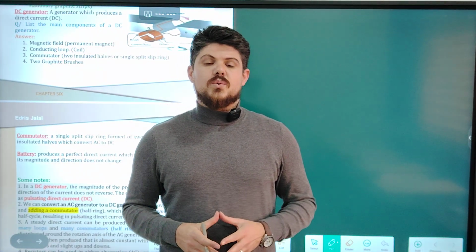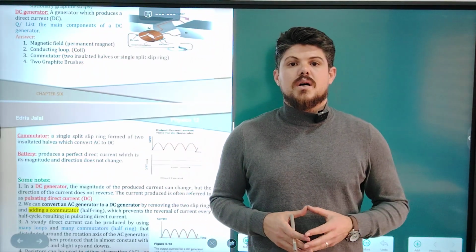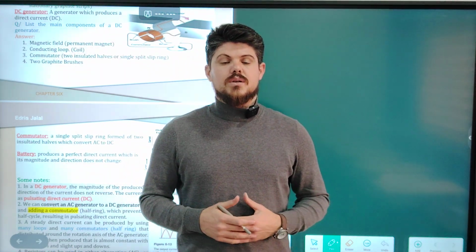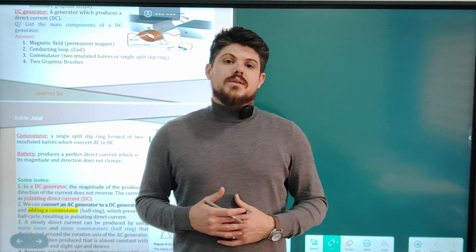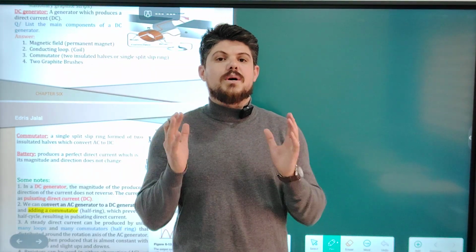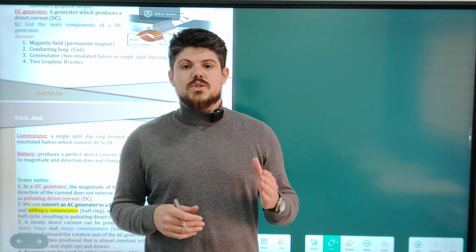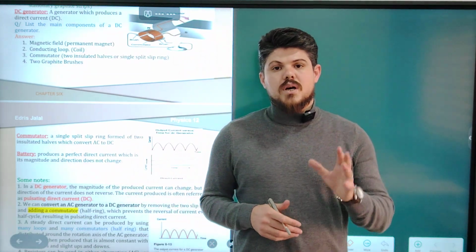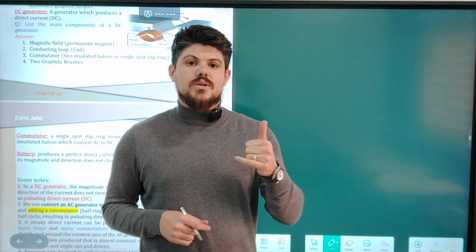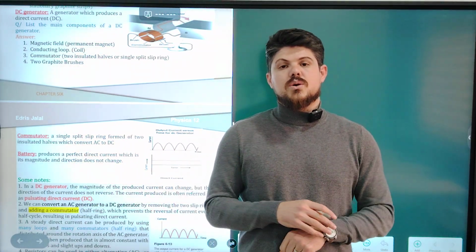In the previous lesson, we studied the types of the generator. If you remember, we had two types of generator, AC generator and DC generator. We studied the AC generator that produces alternating current. What do we mean by alternating current or AC current? A current whose magnitude and direction change as a function of time, or its direction and magnitude change continuously. In an AC generator, the generator gives us a current whose magnitude and direction change continuously.